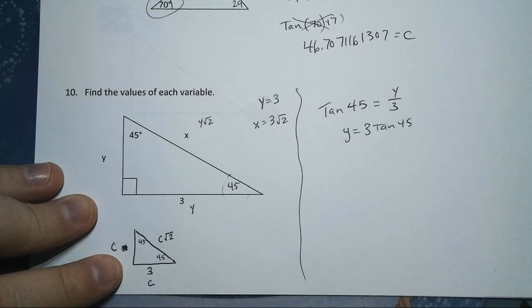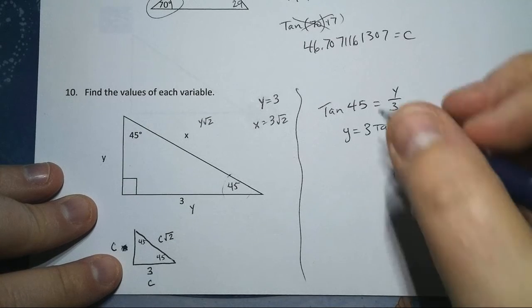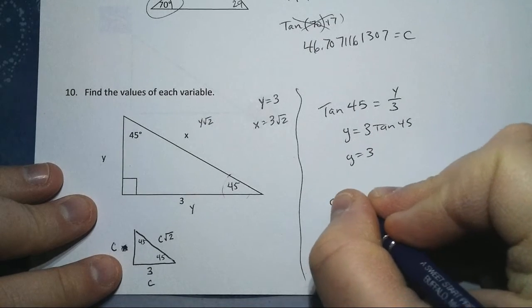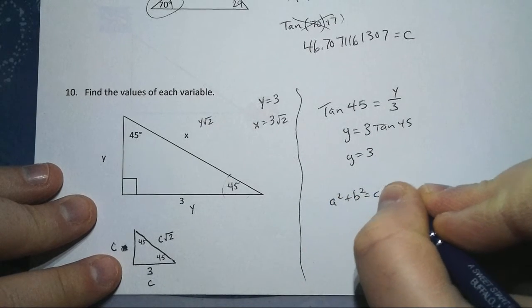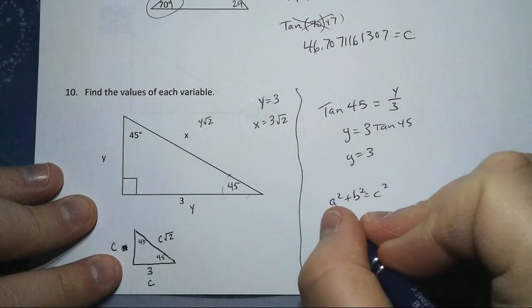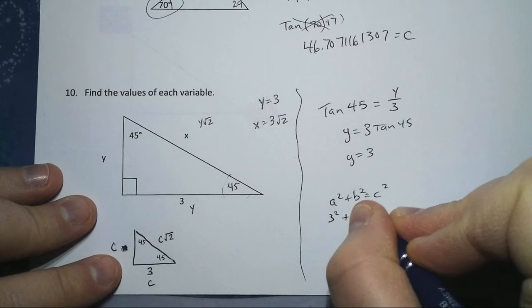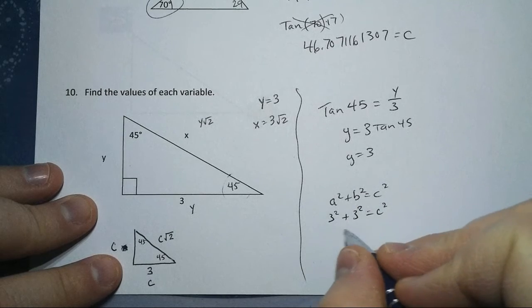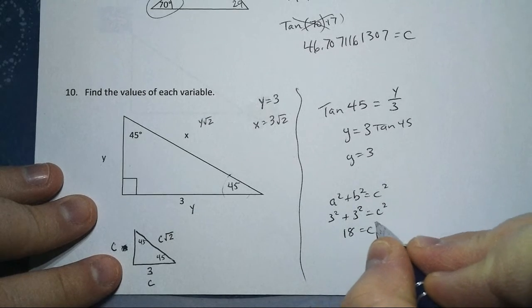So 3 times tangent 45. Enter. Hey, we get 3 back. Look at that, it works. And then we can do the Pythagorean Theorem: a squared plus b squared equals c squared. We'll use this formula because we're looking for the hypotenuse. If you like this formula and want to stick with it for all of time, please feel free. This is 9 plus 9, which is 18, equal to c squared.